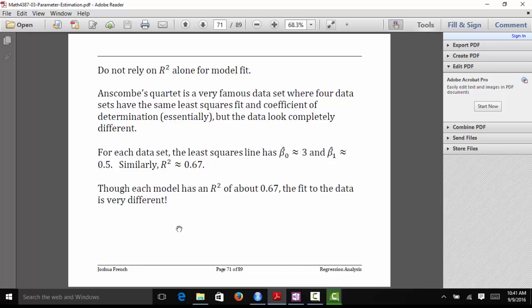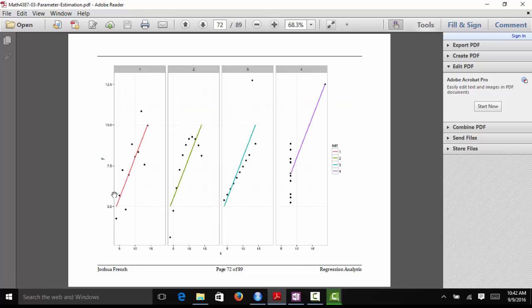However, if you look at the fit of the model to each data set, it's very clear that in some cases the model fits the data well, in other cases it fits poorly. And so you can't just blindly use R squared without evaluating whether the model actually fits well graphically. So here's a picture of the Anscombe's quartet data sets. So we have the first data set, the second data set, the third data set, and the fourth data set.